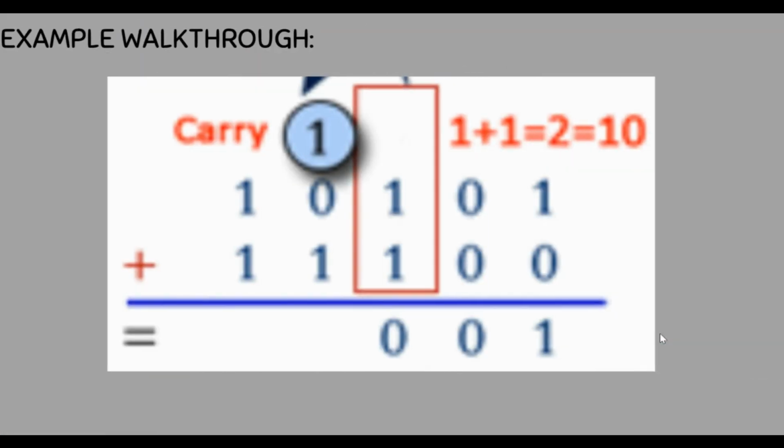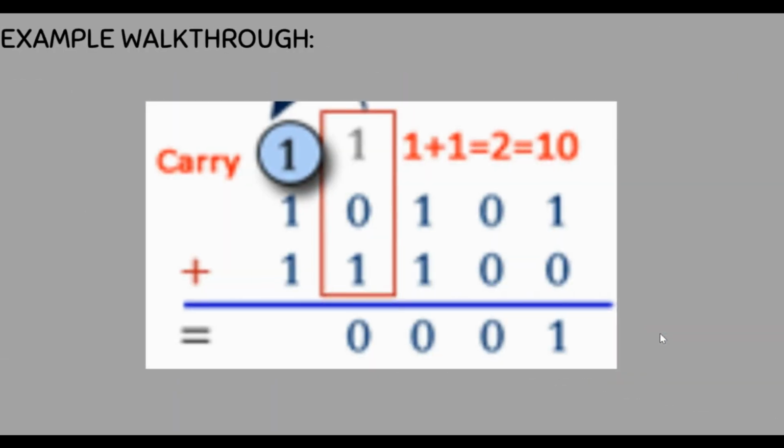Again, the same as in denary. But then you have a 1 plus a 1. So when you have 1 plus 1, in denary we know that 1 plus 1 is 2. And 2 is represented in binary as 1, 0. And that's why you put the 0 there and carry over a 1. Now, for your next one, you have 1 from the carried over plus 0 plus 1. So again, you have 1 plus 1, which we know is 2. So 2 in binary is 1, 0. So you put a 0 in the placeholder and carry over the 1 again.